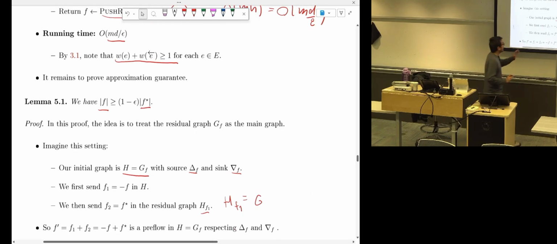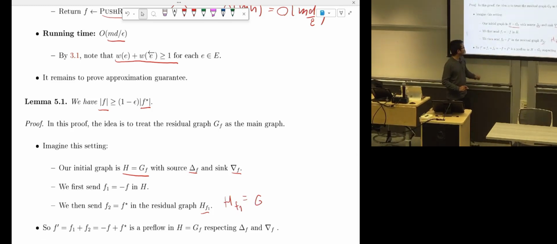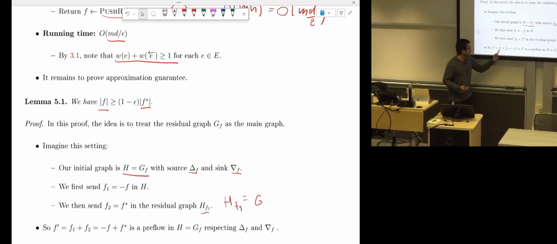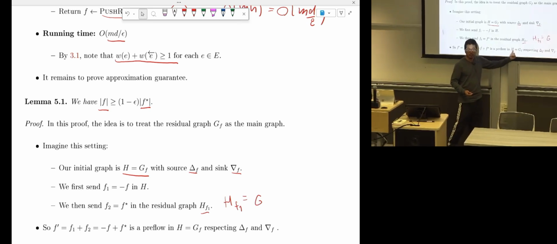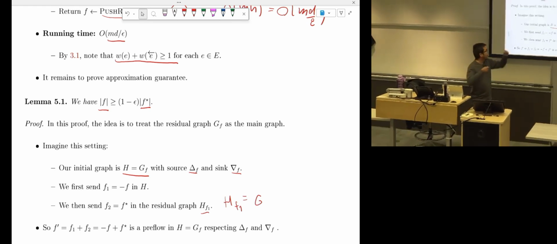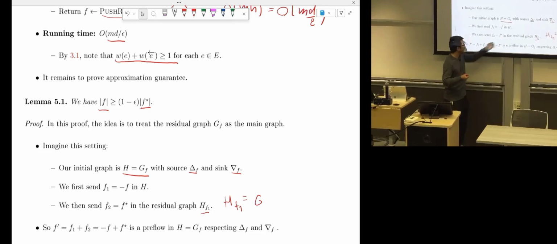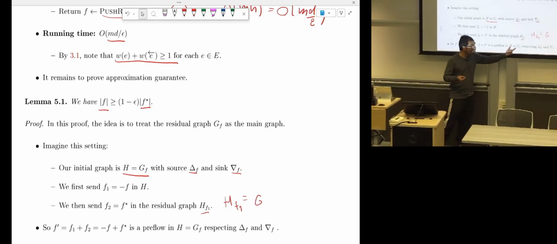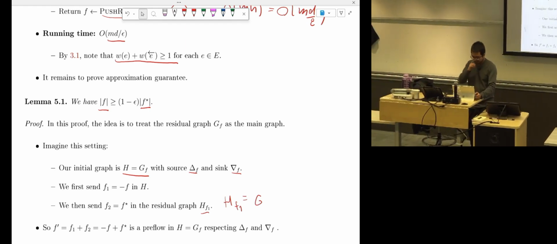But anyway, you have H, and you first send F1 and then F2. Then you just look at the sum of this flow. Let's say that this is F prime. It's a sum of F1 and F2. And this then is a preflow in H, right? Because I have two flows: I send some flow, and then I send the flow in the residual graph. So the sum is a flow in the original graph, which is H. Okay, good.